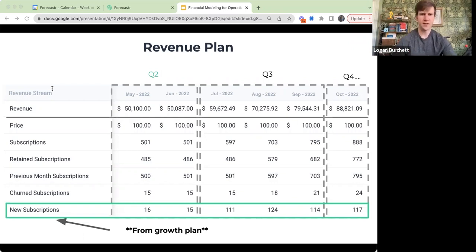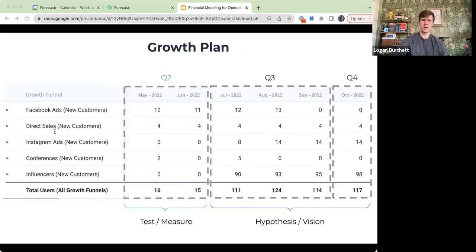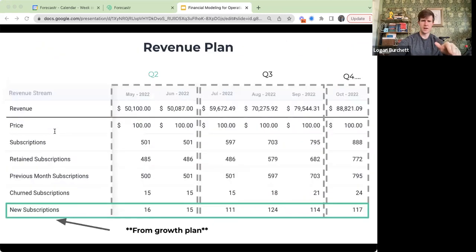So here you can see that new subscriptions line that's actually coming directly from our growth plan. And just to prove it, I'm going to go back. You can see 16, 15, 111, 124. Those are all the numbers that we had in our growth plan. Skip ahead. Those are the same numbers that we have in our revenue plan. So these two are connected, right? These two belong together.